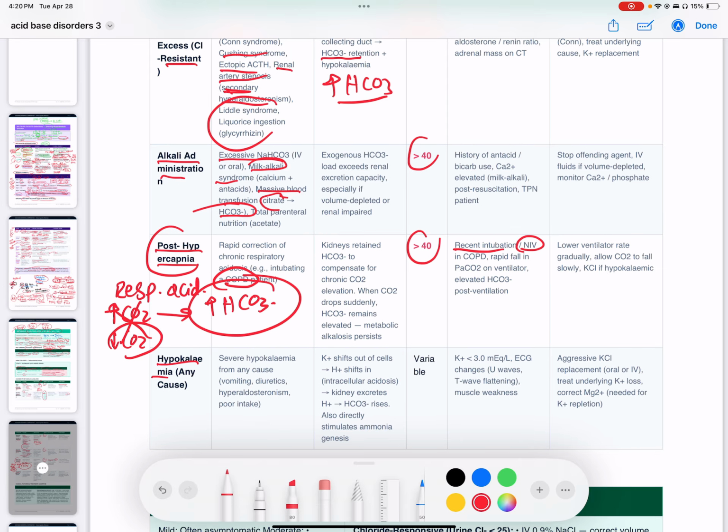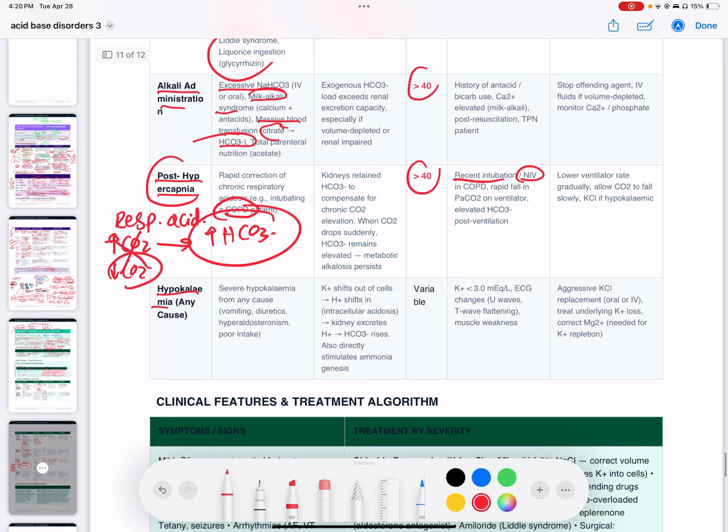Anything that can cause hypokalemia will cause metabolic alkalosis. Again, if you have low potassium, the potassium will shift from the cell to outside, and in exchange, the hydrogen ion will go into the cell to compensate for that. So it's usually potassium shifting out of the cell to correct the hypokalemia, and in exchange the hydrogen will shift intracellular, causing intracellular acidosis and extracellular alkalosis.